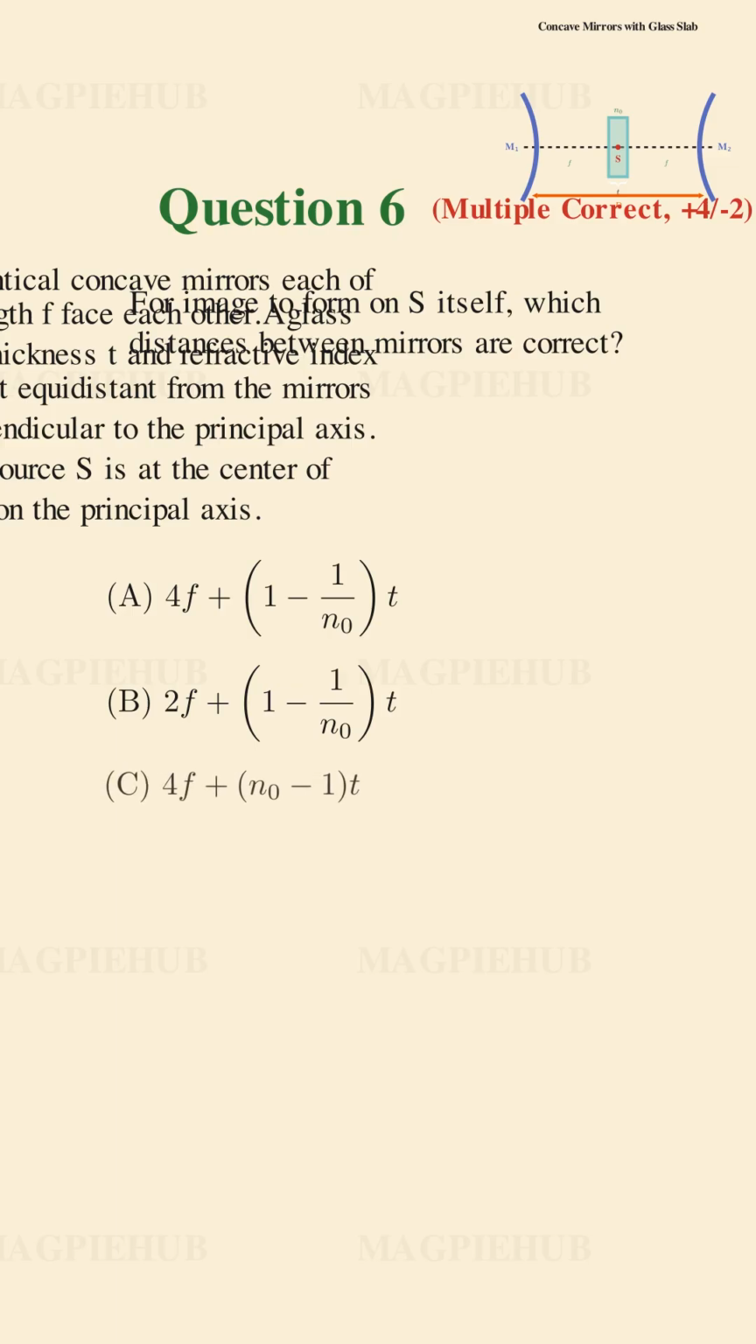Option A, 4f plus the quantity 1 minus 1 over n0 times t. Option B, 2f plus the quantity 1 minus 1 over n0 times t. Option C, 4f plus the quantity n0 minus 1 times t. Option D, 2f plus the quantity n0 minus 1 times t.